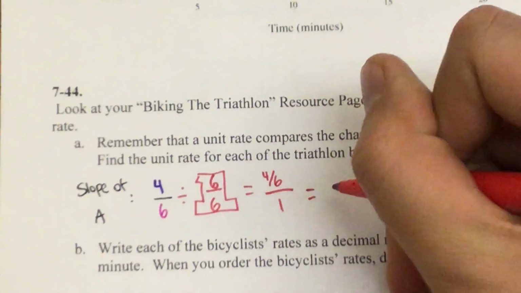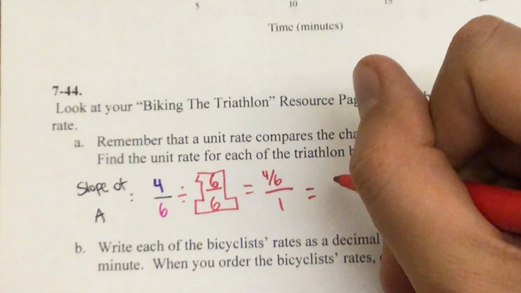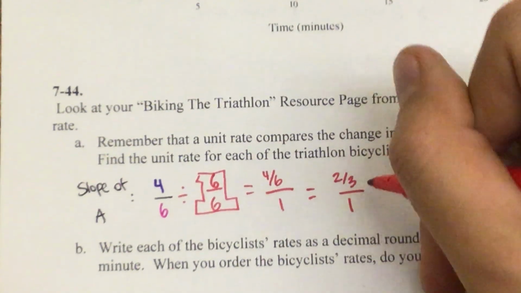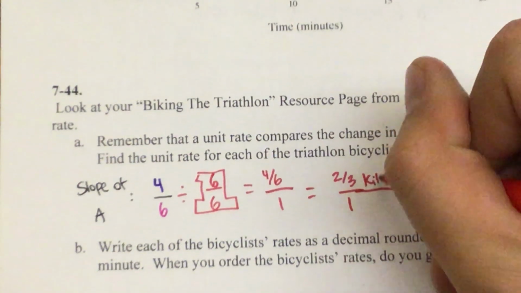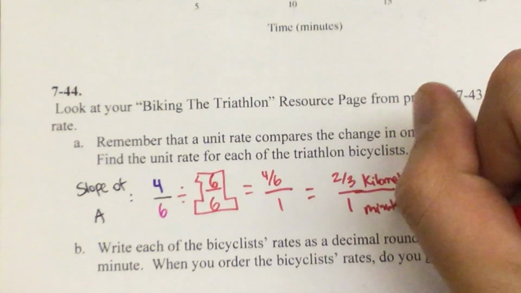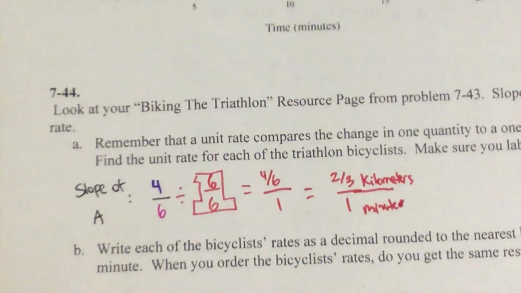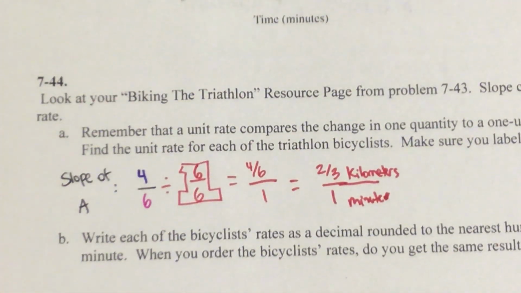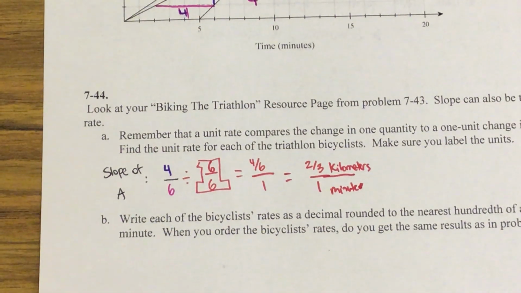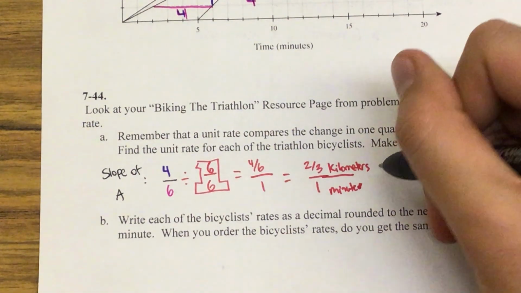And we could also reduce that to be 2/3 per 1 minute. So this is kilometers per minute. That's 2/3 kilometers per minute. So they're not even going 1 kilometer per minute. They're slow. Okay? So let's keep doing the same thing.